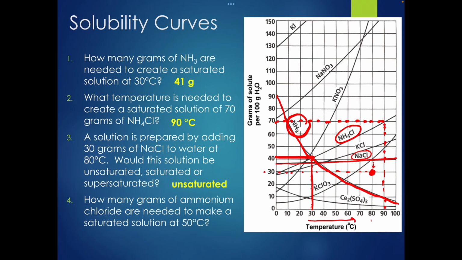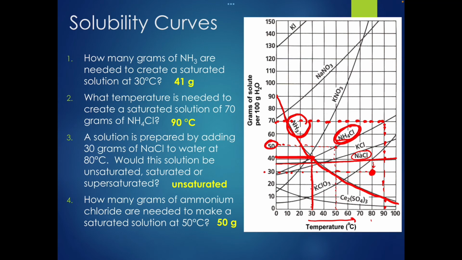Our last one says, how many grams of ammonium chloride are needed to make a saturated solution at 50 degrees Celsius? Okay, so we're doing ammonium chloride again, that's this one. And we have 50 degrees Celsius, we want to know how many grams. So you go 50 degrees Celsius up to the line, and we go over, and we find out that's about 50 grams.